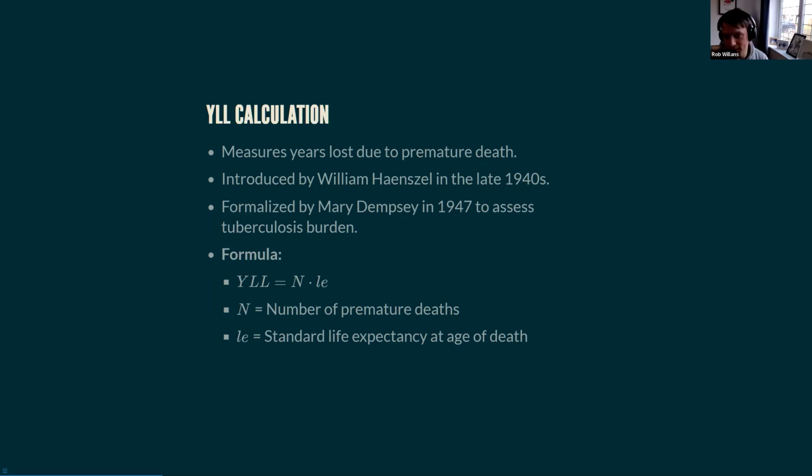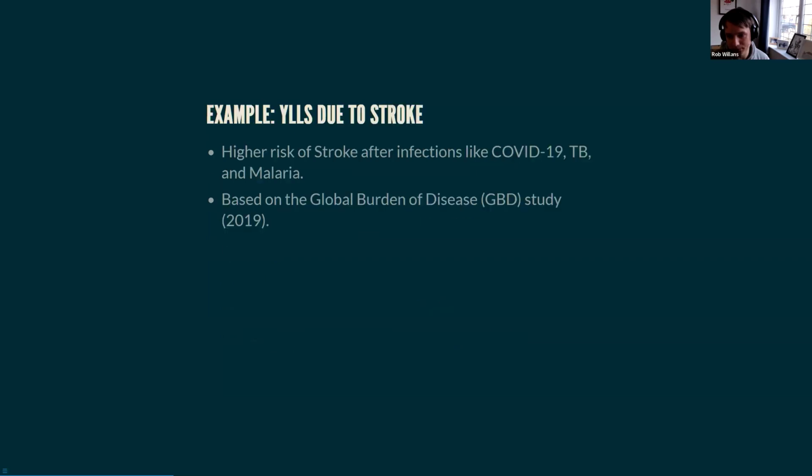It's calculated as the product of N, the number of premature deaths, and LE, the standard remaining life expectancy at the age of death, to give the total amount of lost years due to that death. Now, to allow cross-country comparisons, standardized life tables can be used to quantify the life expectancy, so you can ensure you're comparing two populations equally.